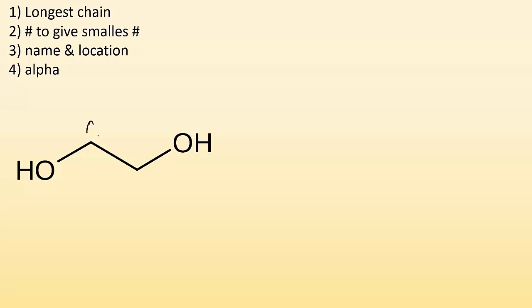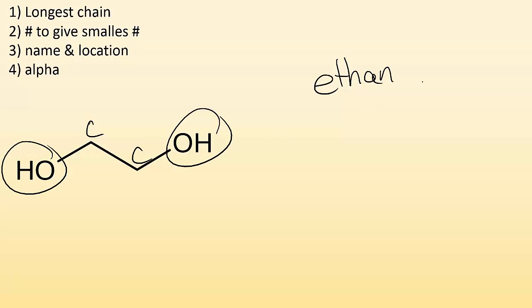Let's see. I got a carbon here, and I got a carbon here. So I got 2 carbons, which is going to tell me that it's eth, single bonded, and alcohol groups. It's going to be -ol, but I got 2 of them. So how do I say I got 2 alcohol groups? Diol. So this would be ethanediol. And now I got to number them, which doesn't really matter this way because it's going to be the same either way you number it. It's going to be 1,2-ethanediol.